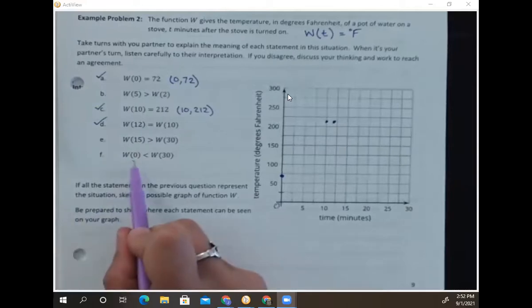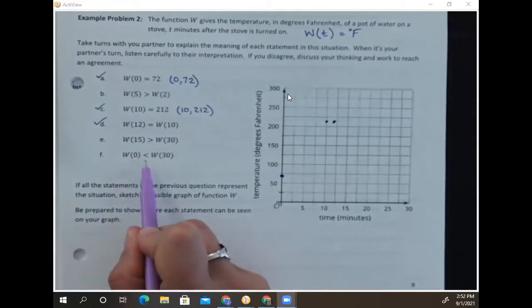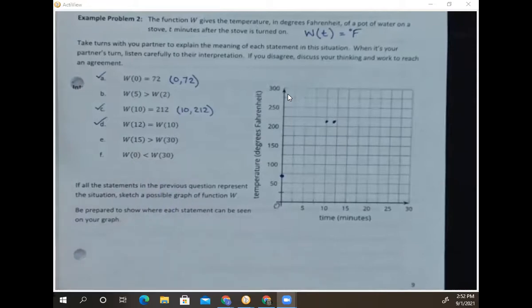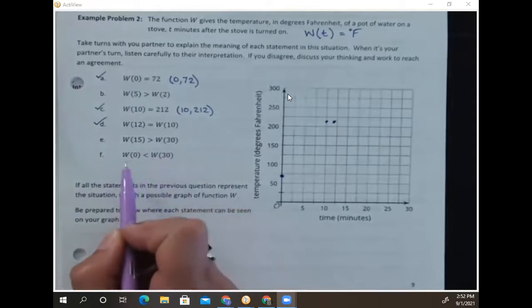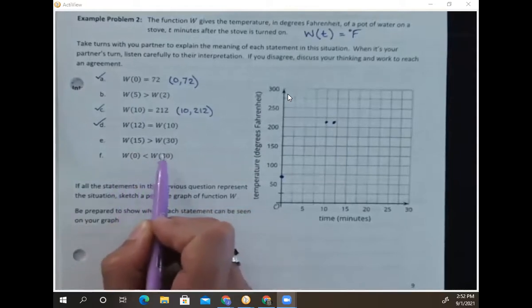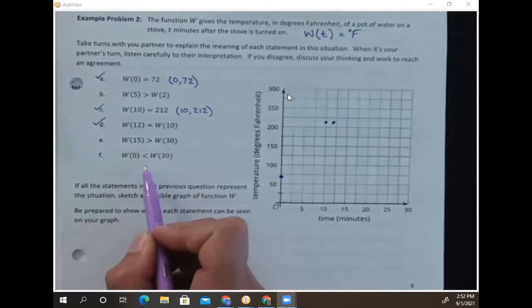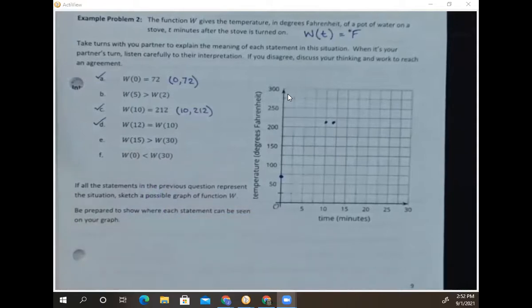And then finally, W of 0 is less than W of 30. What does that mean? Yeah, at 30 minutes, my water temperature is still greater than it was when I started. So I know at 30 minutes, my water temperature is more than 72 degrees. I don't know exactly what it is or how much more. I just know that it's more than 72 degrees. So let's go back and sketch in some possible points for the times that we've kind of skipped over here.